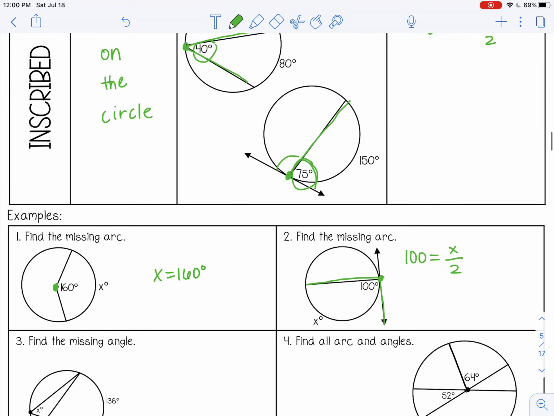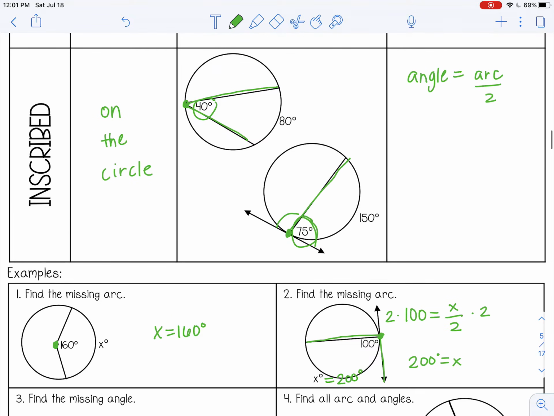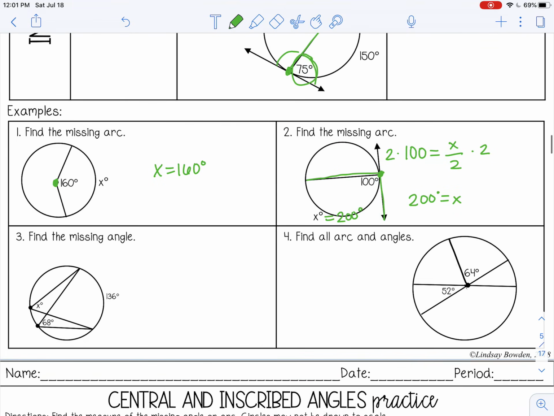So if we want to solve, we can multiply by 2 on both sides. So my arc is 200. And really all we did was double the angle. So if we want to write this, the arc is 2 times the angle if you're going the other way. All right, let's look at the next one, number 3.